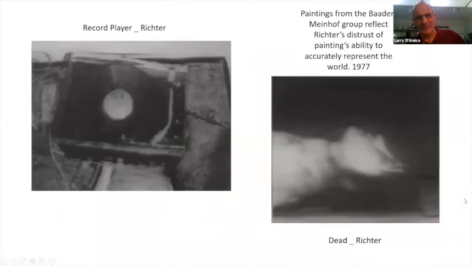These were painted in the 70s. Again, this is a political piece where a group of revolutionaries called the Baader-Meinhof group were arrested, and they died in prison under mysterious circumstances. You couldn't tell whether they committed suicide or they were murdered in prison.